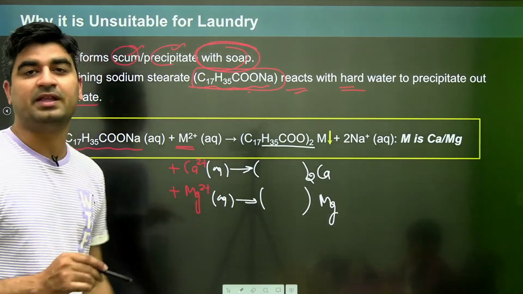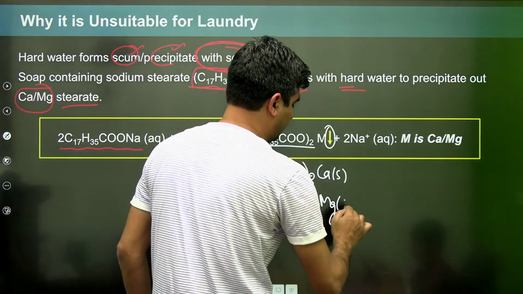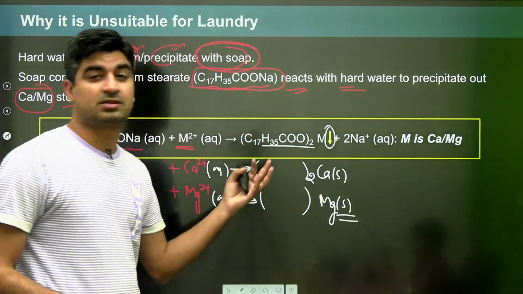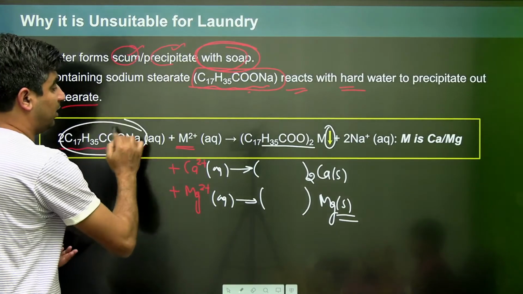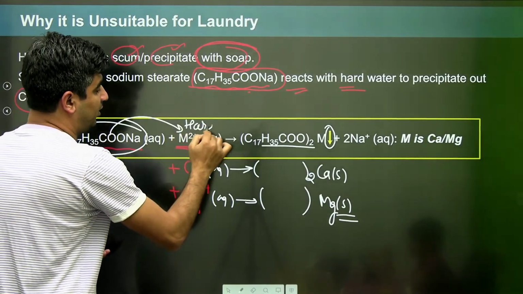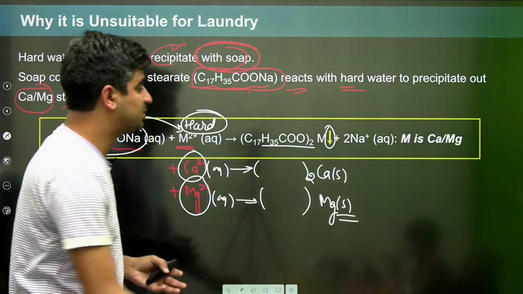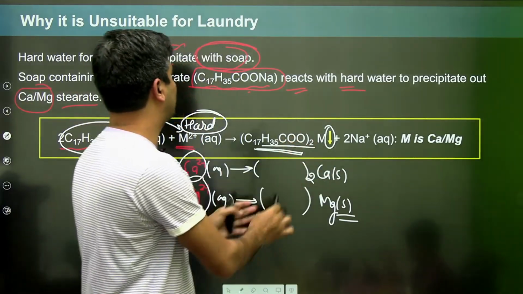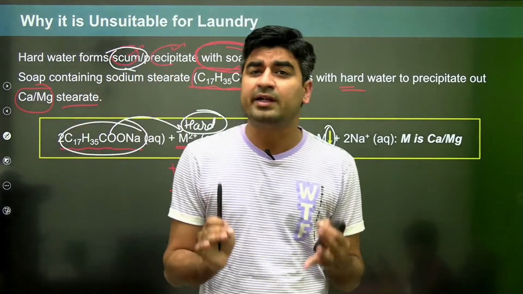C17H35COO will be there. So these are precipitates, this arrow is showing you. When you mix the soap with hard water, that hard water will be containing Ca2+ ions or Mg2+ ions, then these precipitates will be formed and we call them scum. So this is one of the ways to identify hard water.